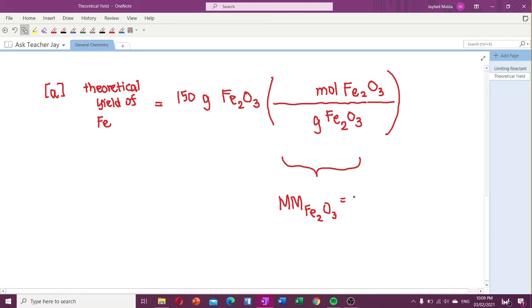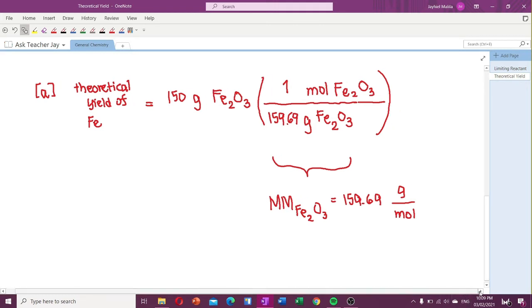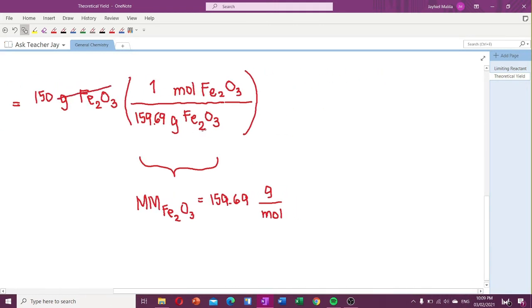Okay, the molar mass of Fe2O3 is 159.69 grams per mole. So I'm going to write that here. For every 1 mole, there is 159.69 grams. Okay, cancel the units. And then we're going to convert the moles of Fe2O3 into moles of Fe, because that's what we want.